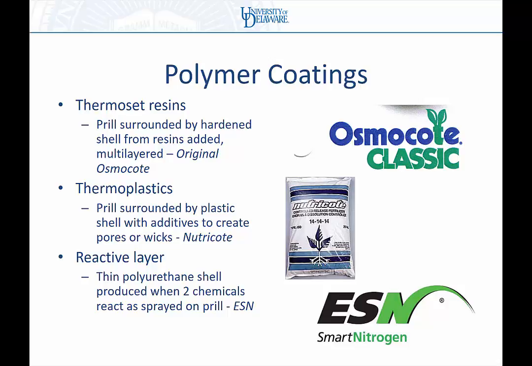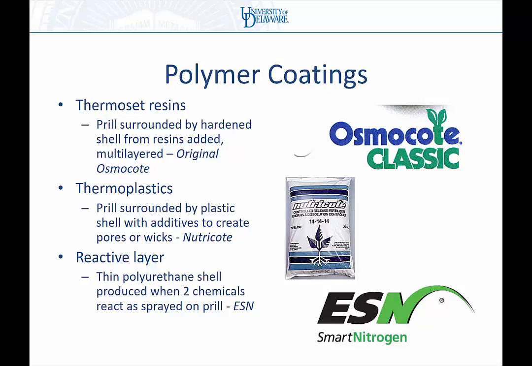Okay, the next technology that was developed was thermoplastic. With thermoplastic, you have a molten plastic, and you take that molten plastic, surround the particle, the granule or the prill of fertilizer, and then it hardens. The thing about these plastics is that they are plastic. They can be way too impermeable, so they have to add additives to allow wicks or channels or pores so that you can get water into the granule. A good example of that was Nutricoat, which was developed again in Japan.